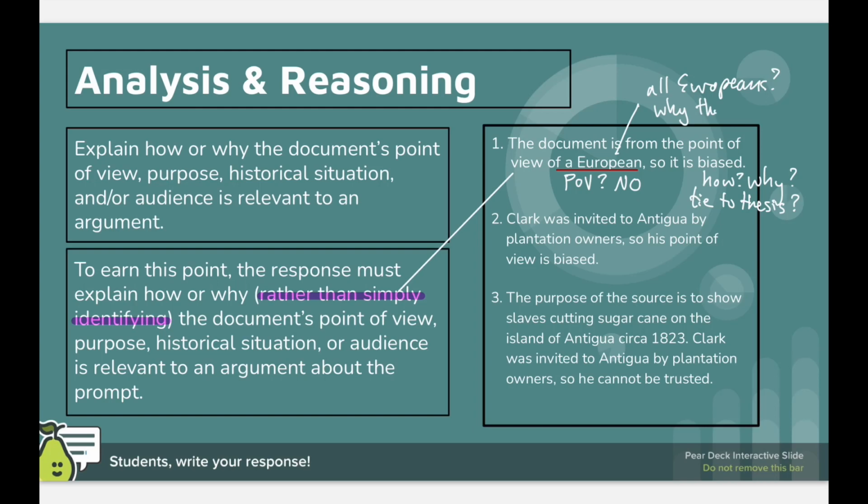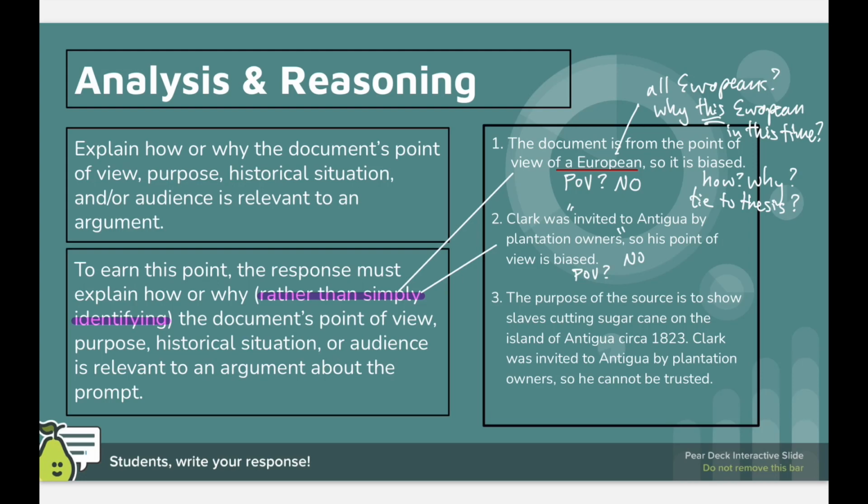Number 2, Clark was invited to Antigua by plantation owners, so his point of view is biased. Would number 2 qualify or not qualify? Good, Theo. It would not, because it has the same issue as we saw in the first statement. It doesn't answer how or why.